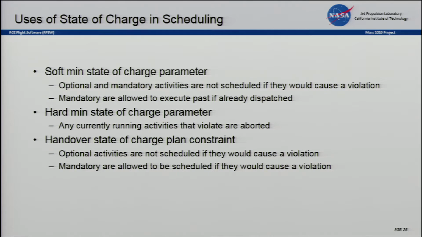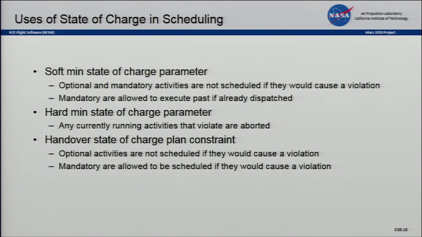So we have, as I said before, our estimate of the current state of charge. We can predict state of charge. So now we want to check that against certain limits. There is one limit against which we will not schedule an activity. That's the soft minimum state of charge. Now, if we're already executing, we can violate this soft limit. It's used as part of the scheduling. We're scheduling against the soft limit.